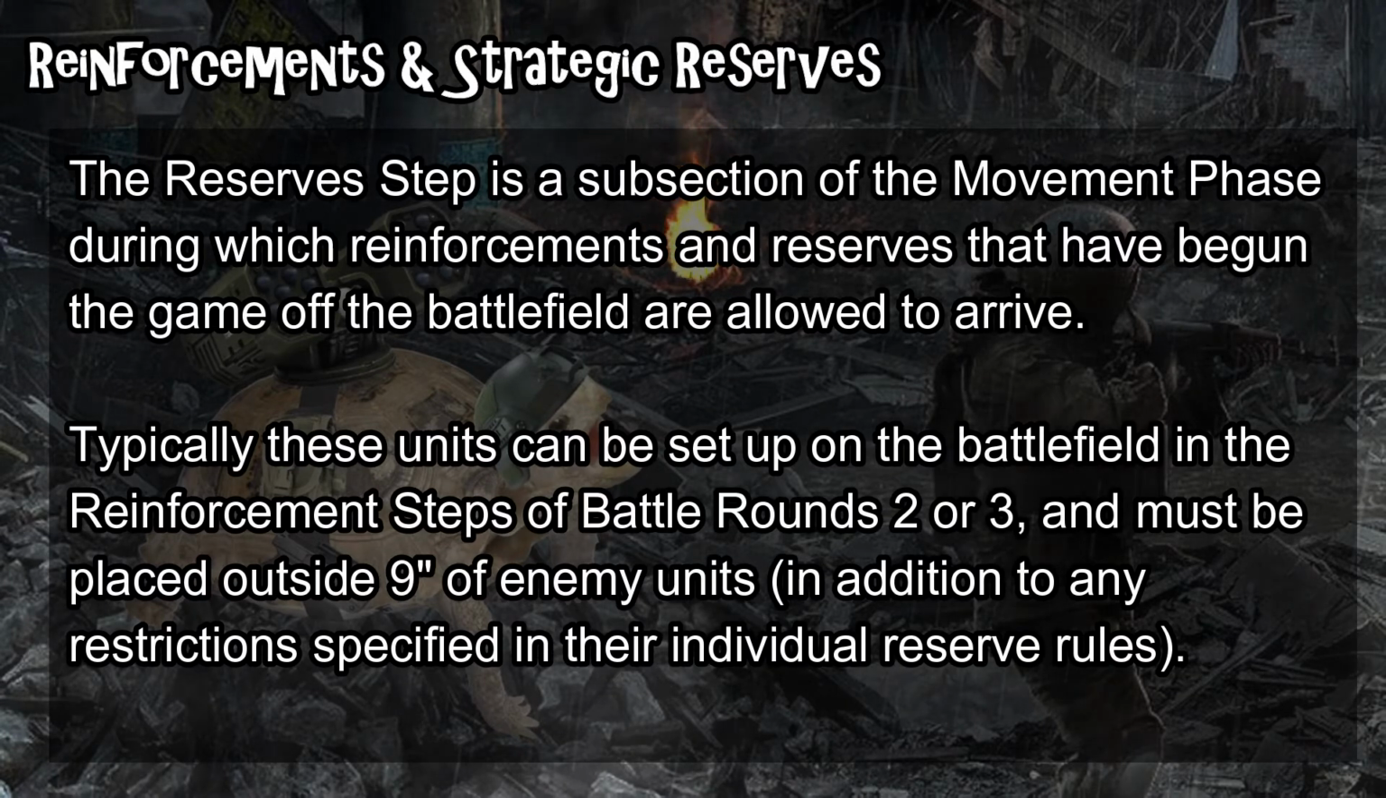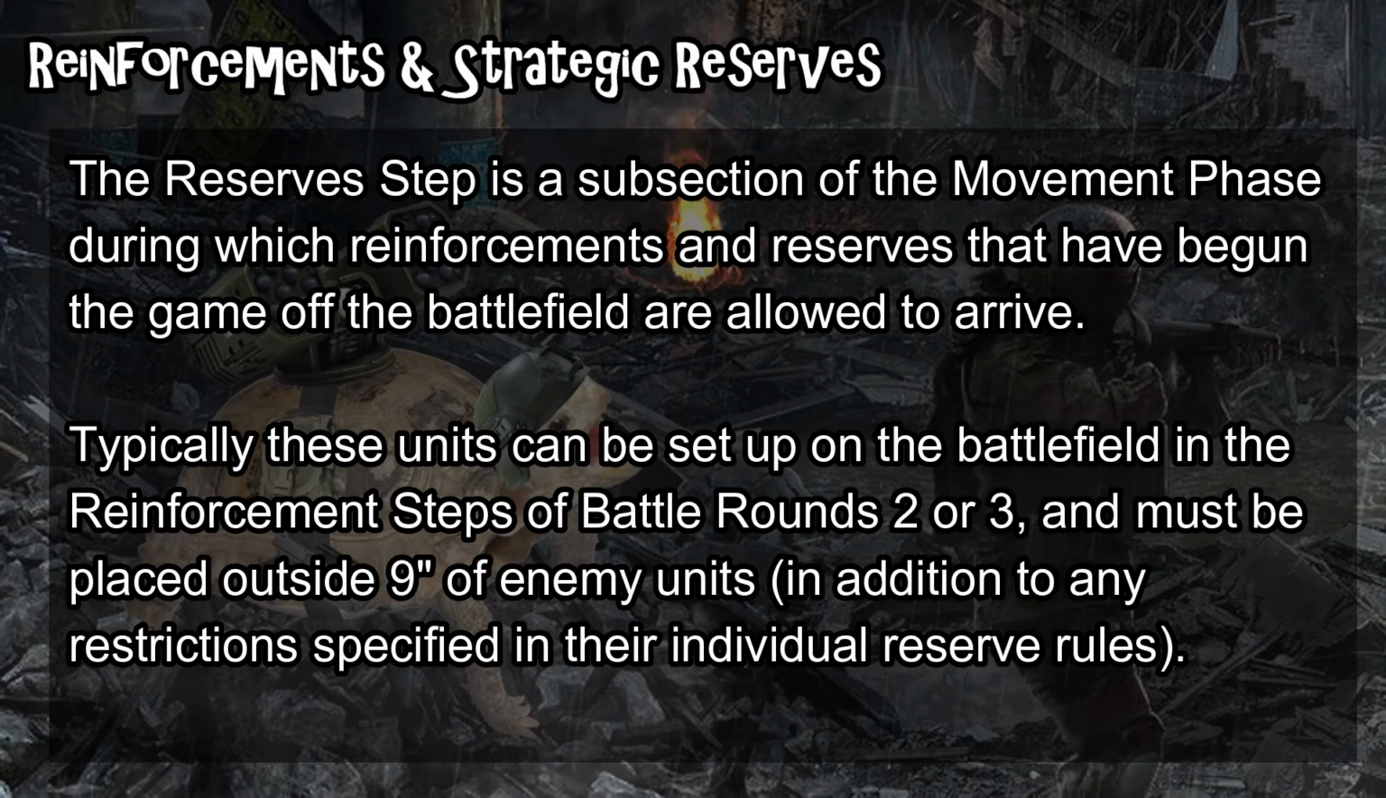Now, during the reinforcement step of your movement phase, you will go ahead and, one at a time, place all of your units that are currently reinforcements onto the table. You cannot do this on the first turn, so any reinforcement unit that you have, unless otherwise specified, only comes in on round 2. A couple models break this rule.